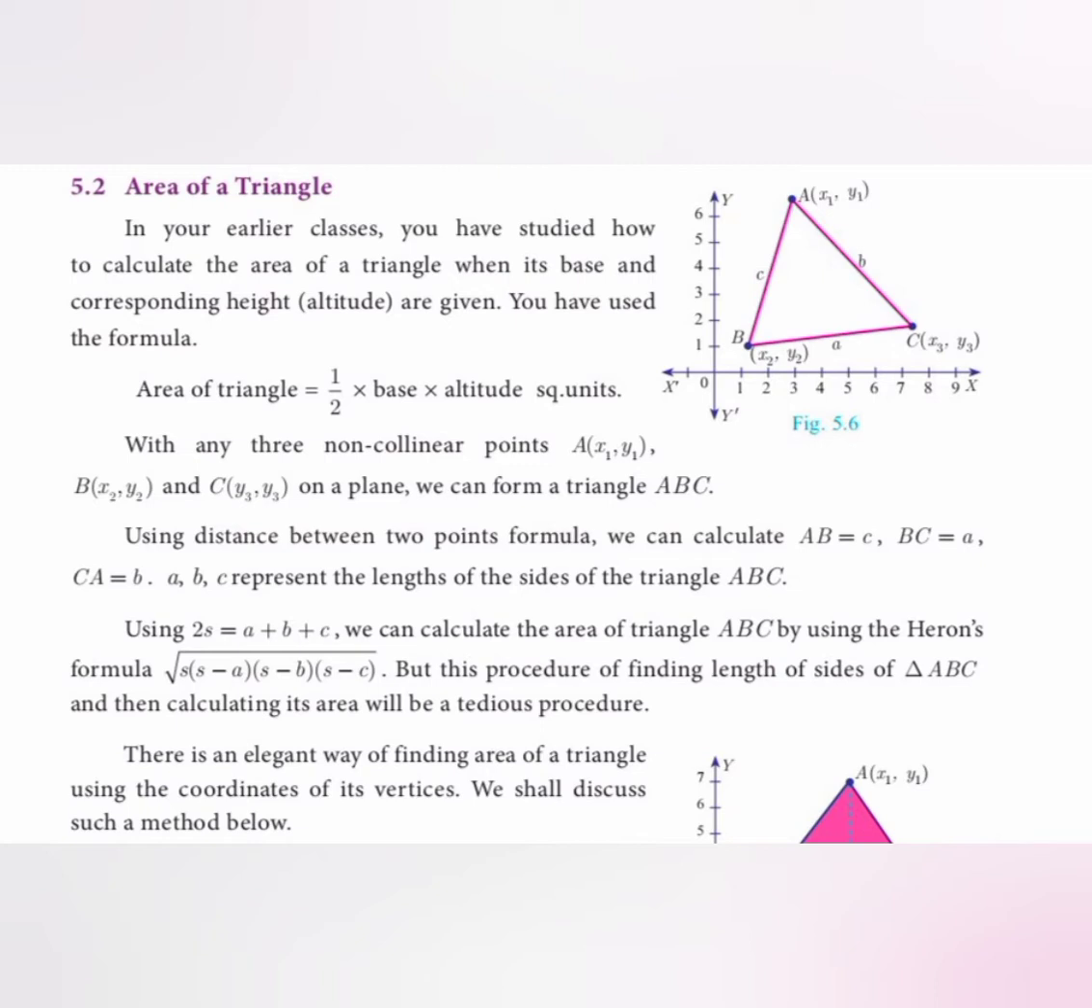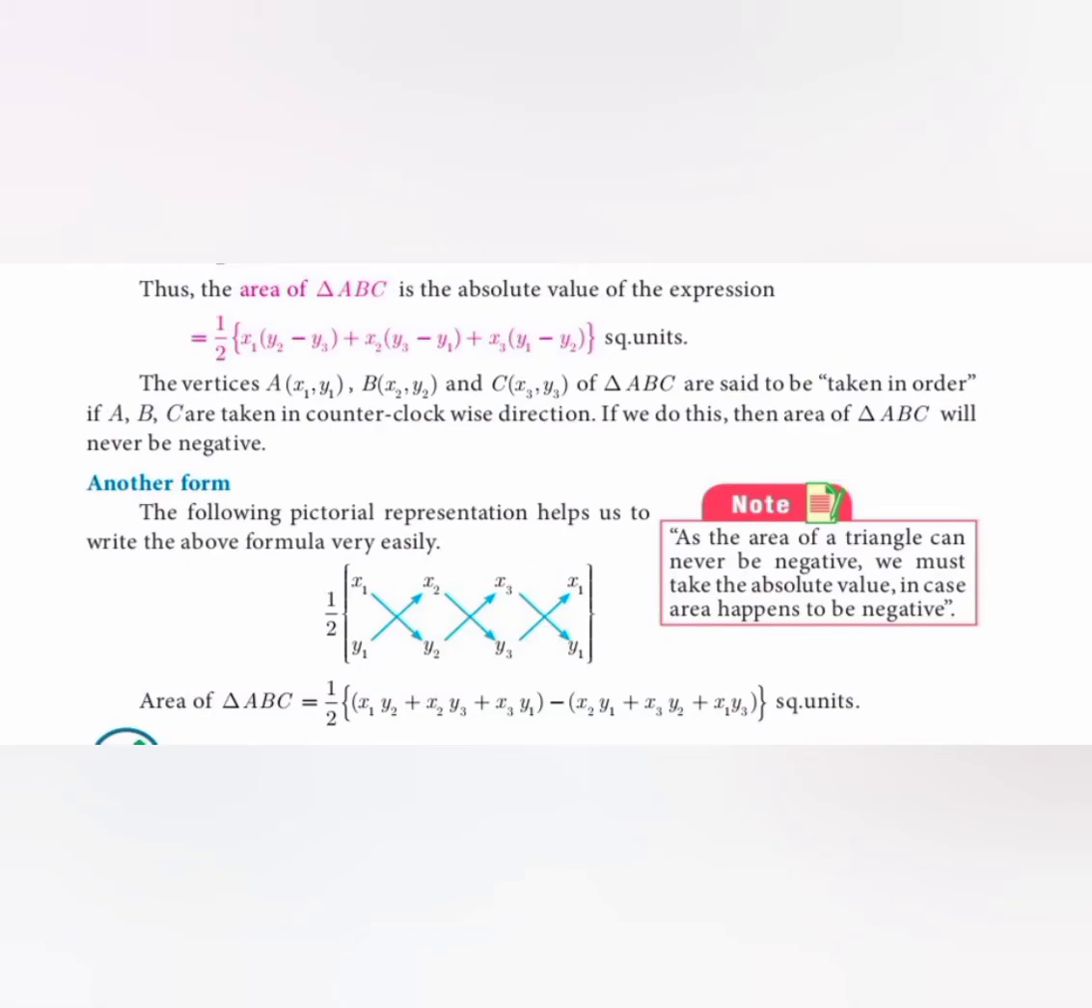Or else Heron's formula, for a scalene triangle, root of s into s minus a into s minus b into s minus c. We have an elegant way of finding the area of a triangle. That is what we are going to study in this chapter.